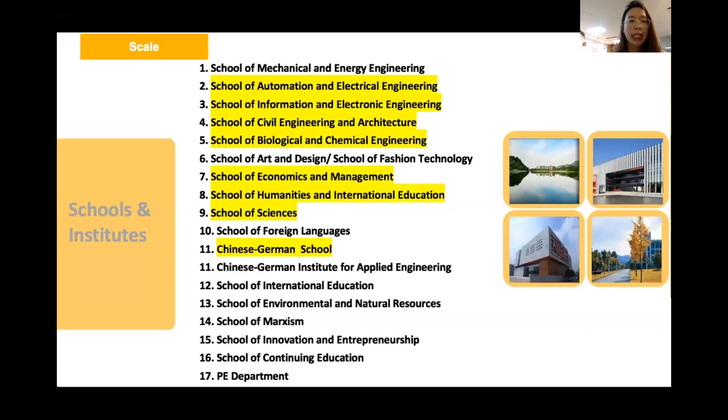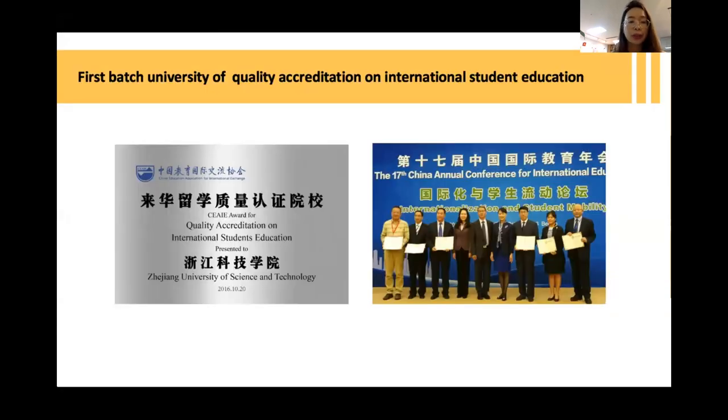This is a list of the schools and the institutes of our school, and the yellow ones, they are the ones which have offered English taught program for international students. We also are the first one to pass the quality accreditation on international students education in the year of 2016. And right now we are undertaking the second round of quality accreditation on international students education.